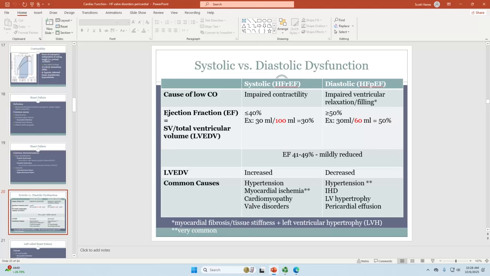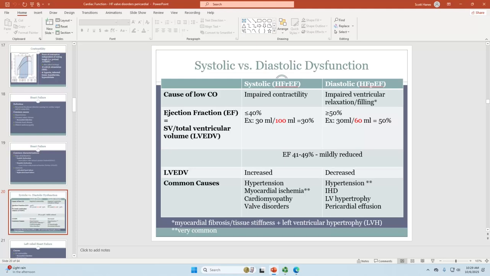So it's not about the stroke volume per se, it's about the fraction that is being ejected. In this case, because of decreased relaxation of the ventricle, we have decreased left end diastolic volume. So we're going from 100 to 60 mLs. Here we see that the ejection fraction is relatively normal. That's consistent with diastolic dysfunction, having an ejection fraction above 50%.